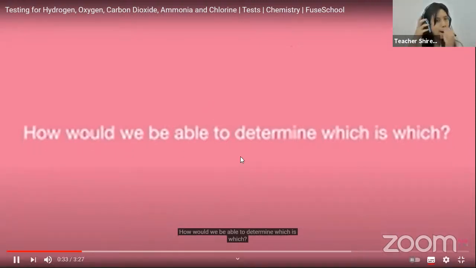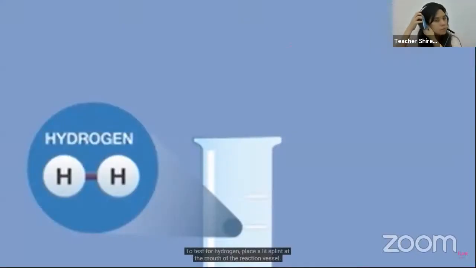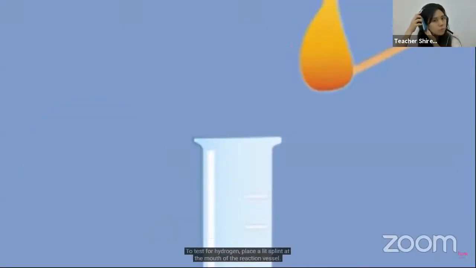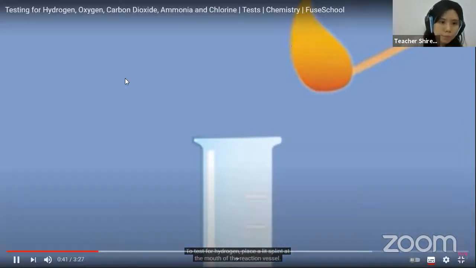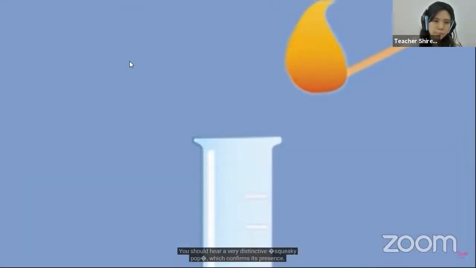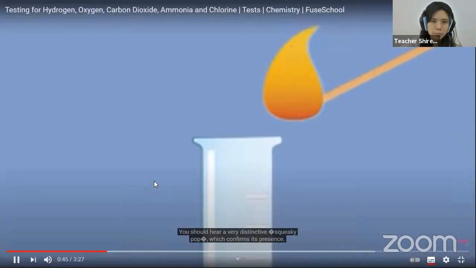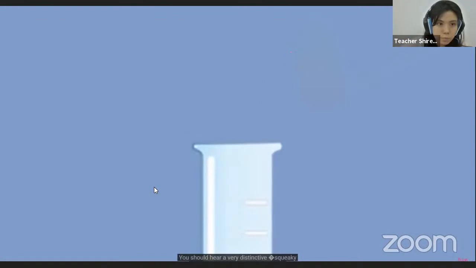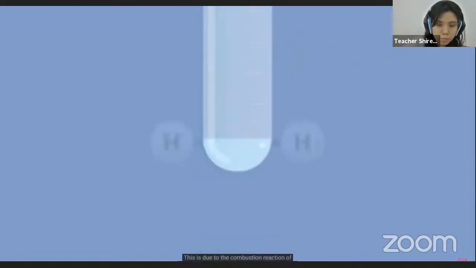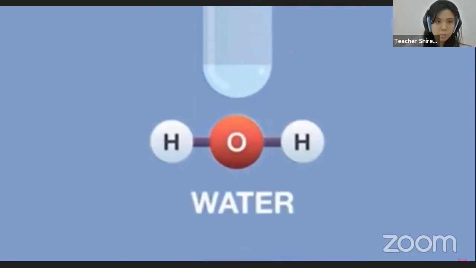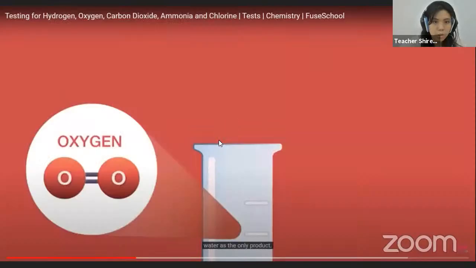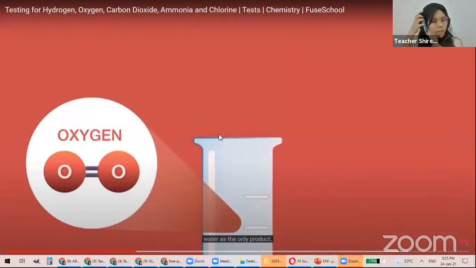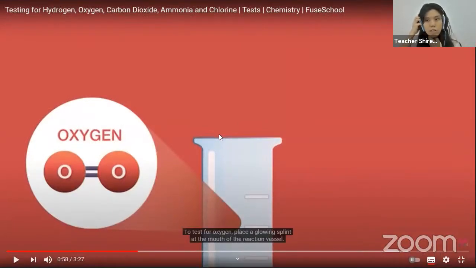To test for hydrogen, place a lit splint at the mouth of the reaction vessel. You should hear a very distinctive squeaky pop, which confirms its presence. This is due to the combustion reaction of hydrogen in the presence of oxygen, creating water as the only product. Please type in the chat: hydrogen creates a pop sound.